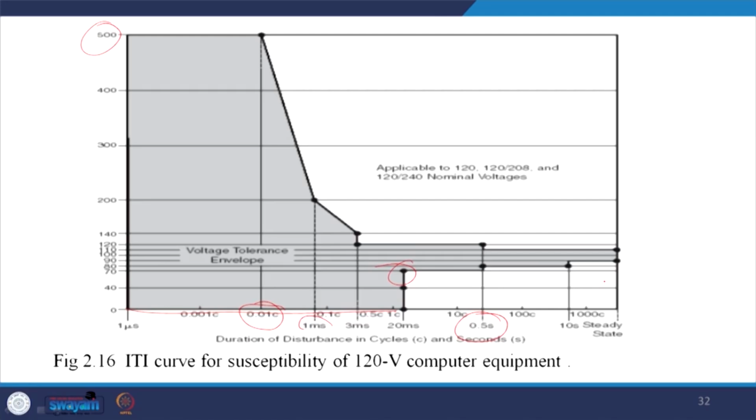So, this is the ITI curve that the computer manufacturers follow. If your computer has been damaged, then of course they get an escape route if this voltage criterion was not fulfilled, and they will pass the buck to the utility. So, you have to ensure that this kind of power quality is maintained by the utility system while feeding a computer load.